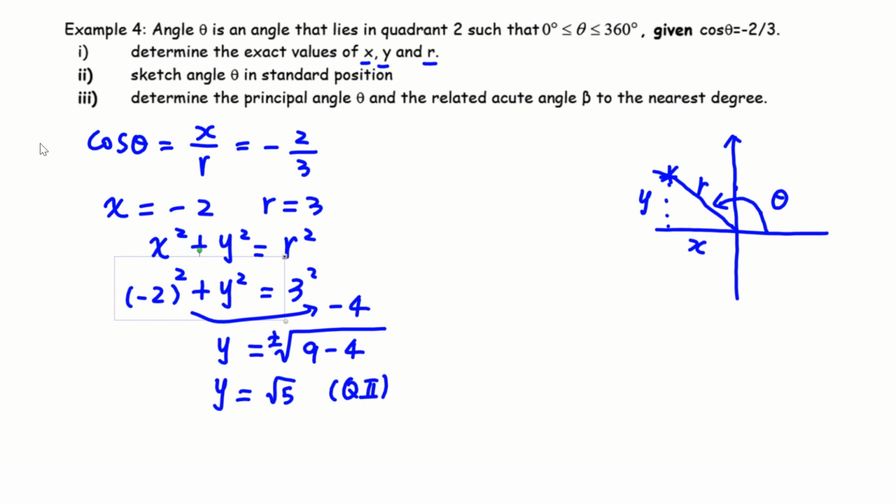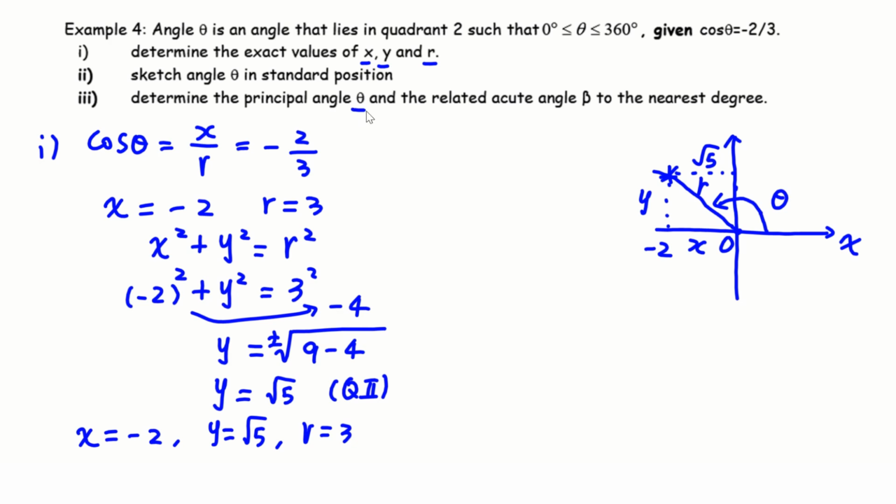So by using the definition for the cosine using the point, we have x equals negative 2, y equals square root 5, r equals 3. This is one point on this terminal arm. Then it asks you to sketch this angle in standard position, which I graphed here already. Vertex at 0, 0. This point is -2 and square root 5. So question 3 asks you to find the principal angle theta.